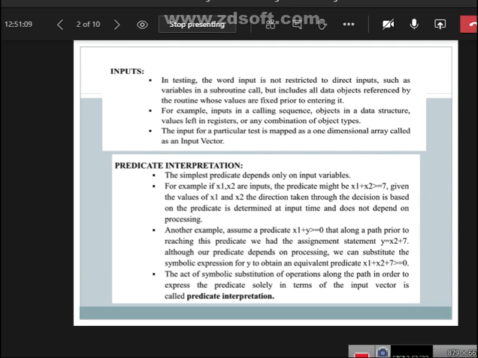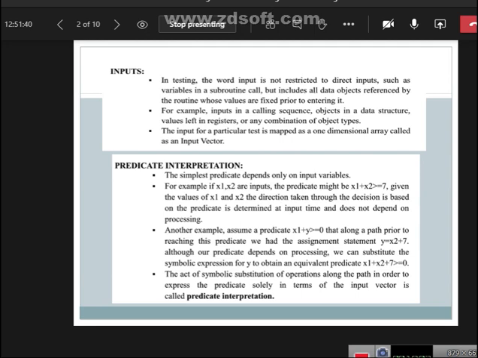But here, the act of symbolic substitution of operations along the path in order to express the predicate solely in terms of some input vector, we can call a predicate interpretation. Here we have already said that if the simple predicate depends only on the input variables, then we can call that a predicate interpretation.